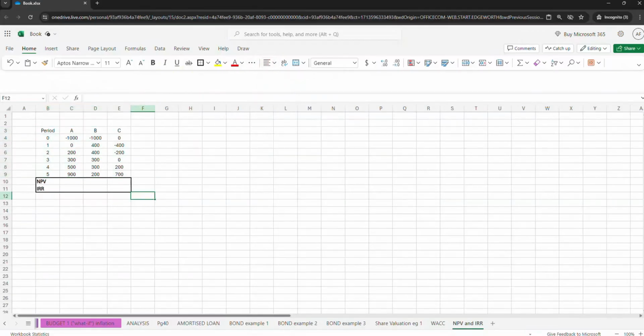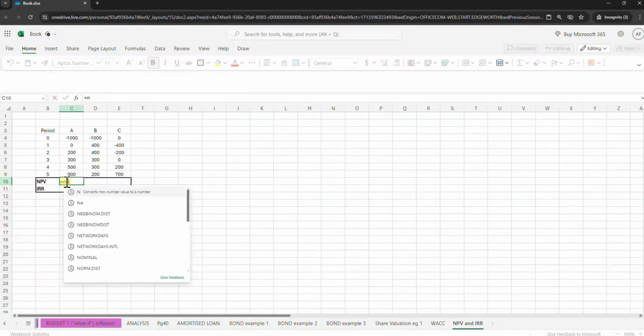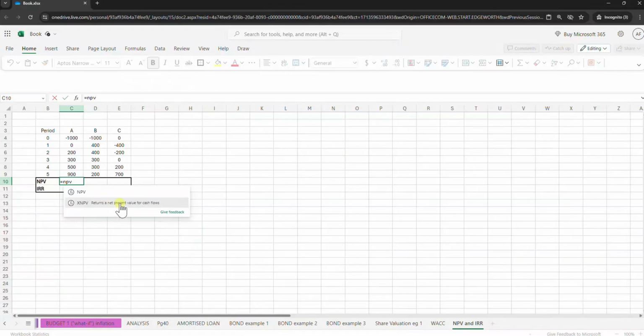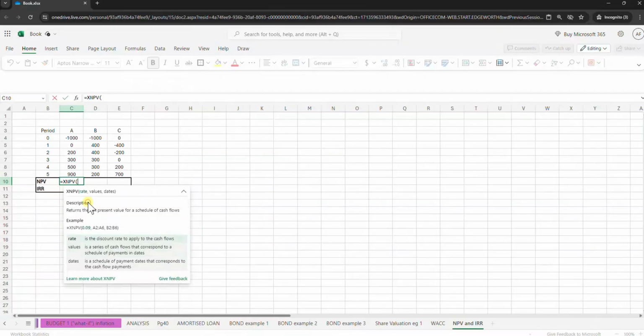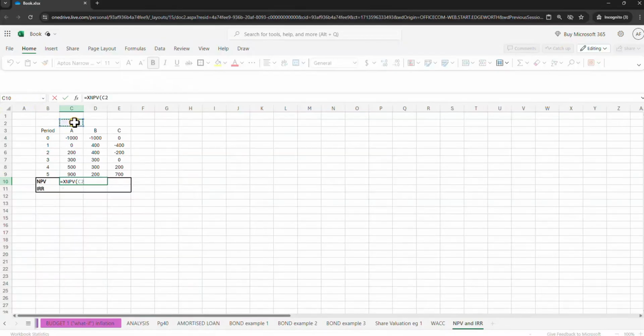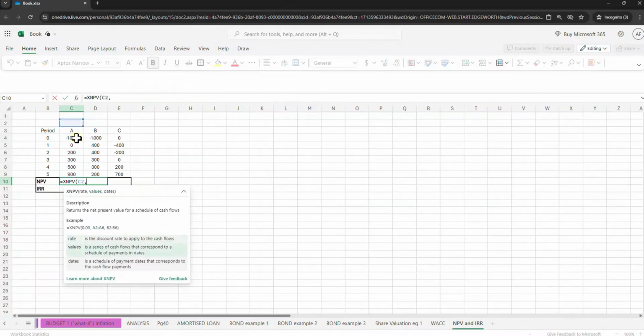Okay, so in order to calculate NPV, just be careful here. There's two. One returns the net present value of an investment, and this one returns a net present value for cash flows. So use this one for cash flows. The rate here, it looks like 10%. Page 368, just before the table, they say required rate of return is 10%. So I'm going to put that up here, I'll reference it just now. And then the values, the series of cash flows that correspond to the schedule of payments and the date.